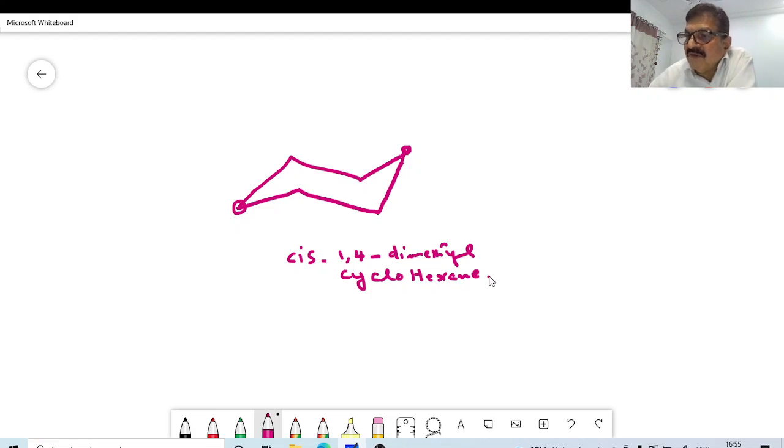The cis isomer has two groups on the same side of the ring. So I am just drawing here. This will be an equatorial methyl group, hydrogen. Then again one axial. Both are on the up bond. So this will be conformation 1. That is the cis conformation.